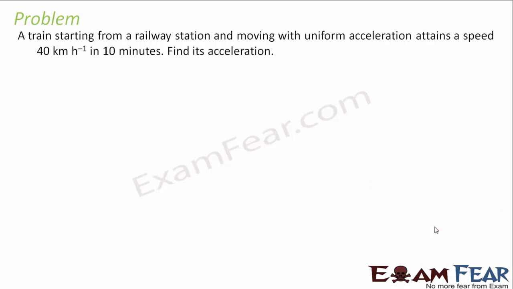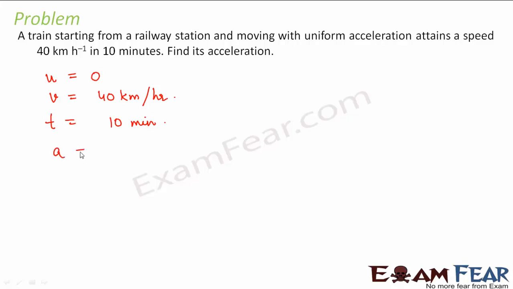Let us look at the next problem. It says a train starting from a railway station and moving with uniform acceleration attains a speed of 40 kilometers per hour in 10 minutes. So the train is starting from the railway station. That means initially the train is at rest, right? After some time it attains a speed of 40 kilometers per hour. So this is my final velocity. How much time does it take to reach this speed? It takes a time of 10 minutes.